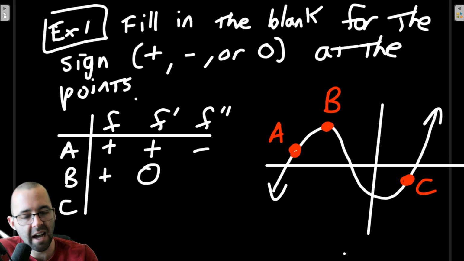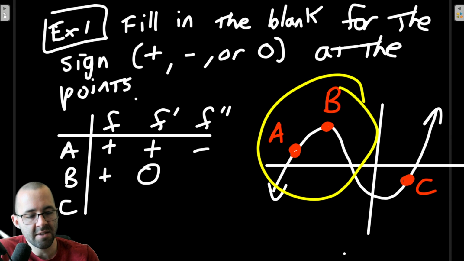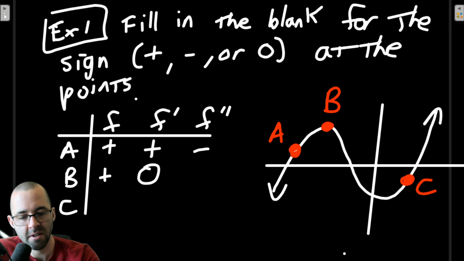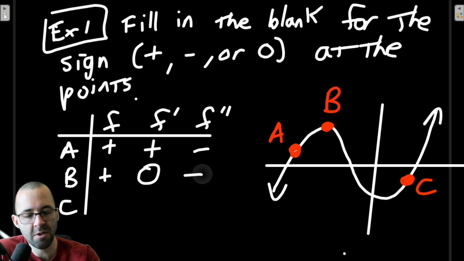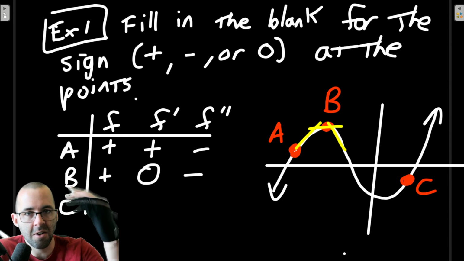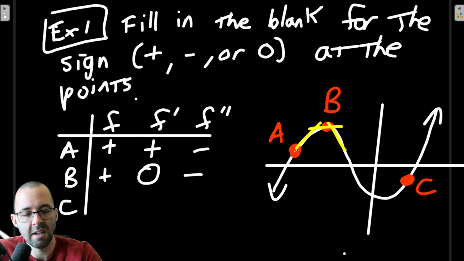And finally, we look at concavity. In this region, does it look like an upwards parabola or a downwards parabola? Downwards. The slope is decreasing. So even though the slope is 0, the slope is in the process of decreasing. Slope is positive over here, it's 0 there, it's negative over there, so it must be decreasing.